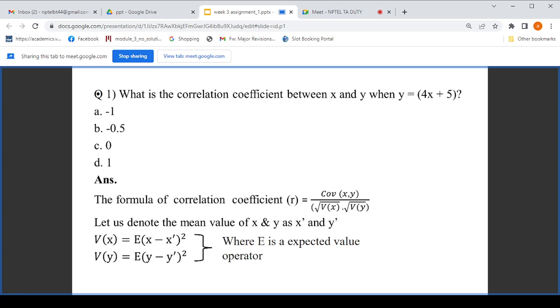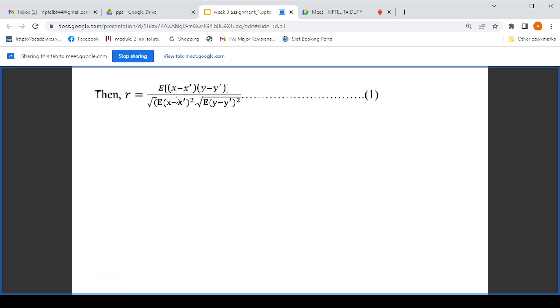First, we'll go for the simple correlation coefficient formula, that is the covariance of x and y divided by the square root of the variance of x and the square root of the variance of y. If we consider the means of x and y as x prime and y prime, the variance of x can be calculated as the expected value of x minus x prime whole square, and the variance of y as the expected value of y minus y prime whole square. Then r can be expressed in terms of the expected value operator: the expected value of x minus x prime times y minus y prime, divided by the square root of the expected value of x minus x prime whole square and the expected value of y minus y prime whole square.